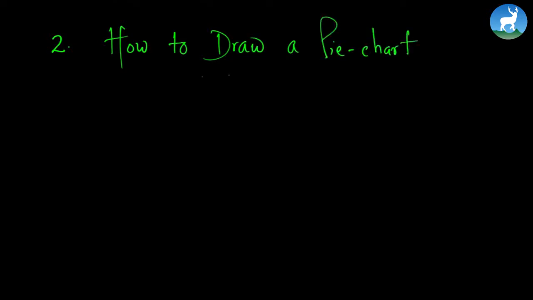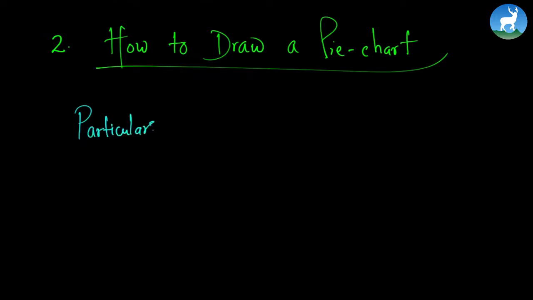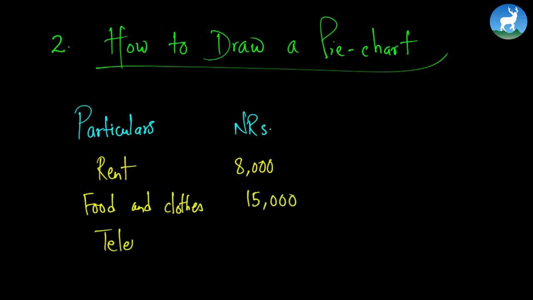So this is another section that we shall be dealing with. Let me draft a table first. Particulars, Nepali rupees. This is the monthly expenses of Mr. Khadka under different titles. Starting from rent, Mr. Khadka pays 8,000 rupees. For food and clothes, 15,000 rupees. For telephone, 1,000 rupees. And for others, 5,000 rupees.